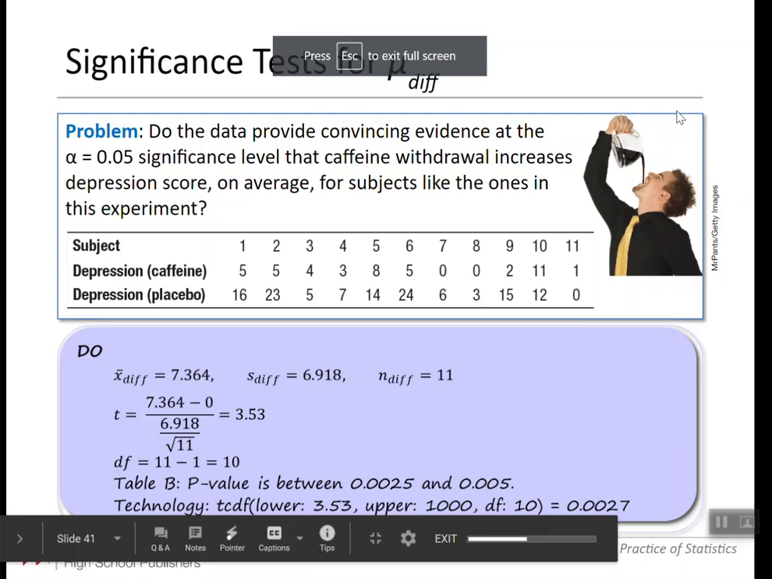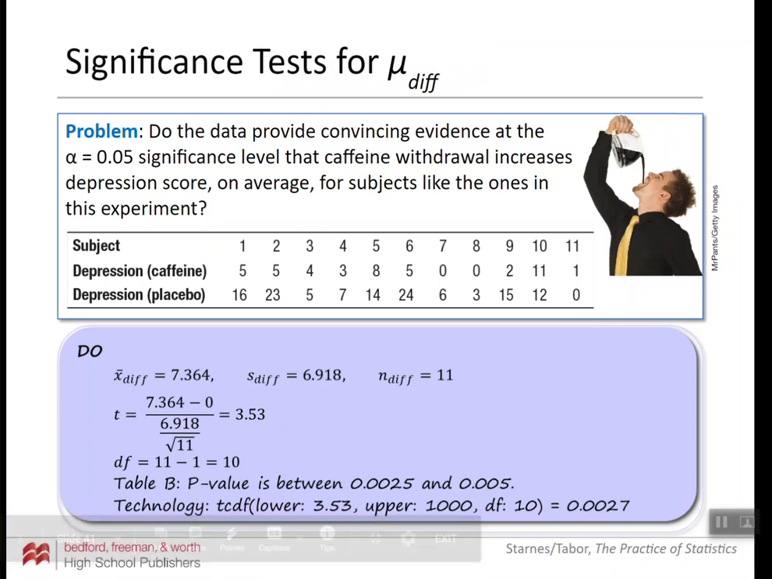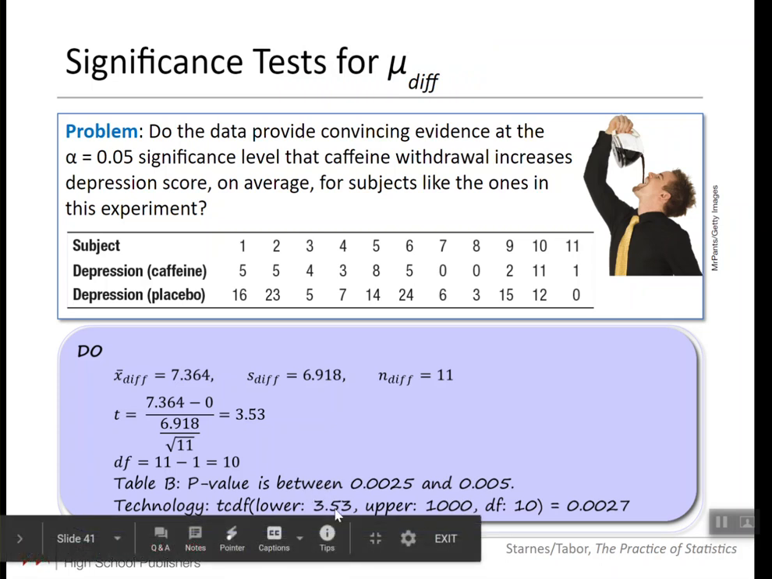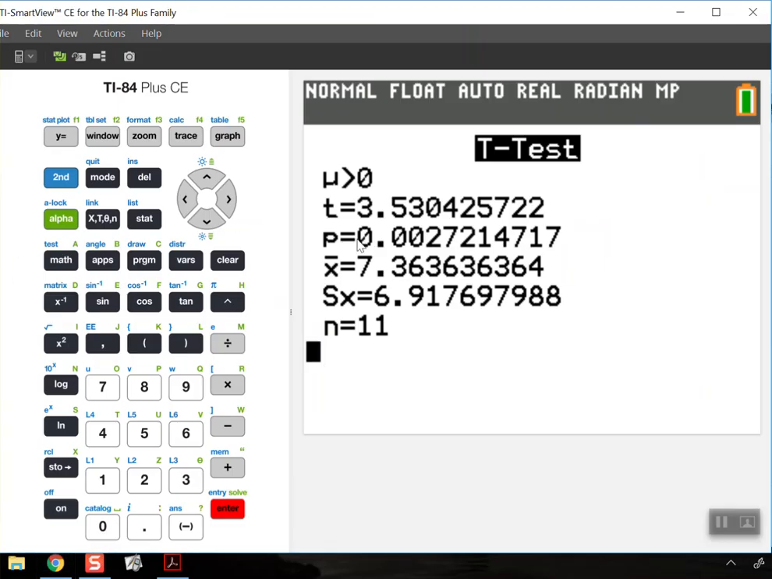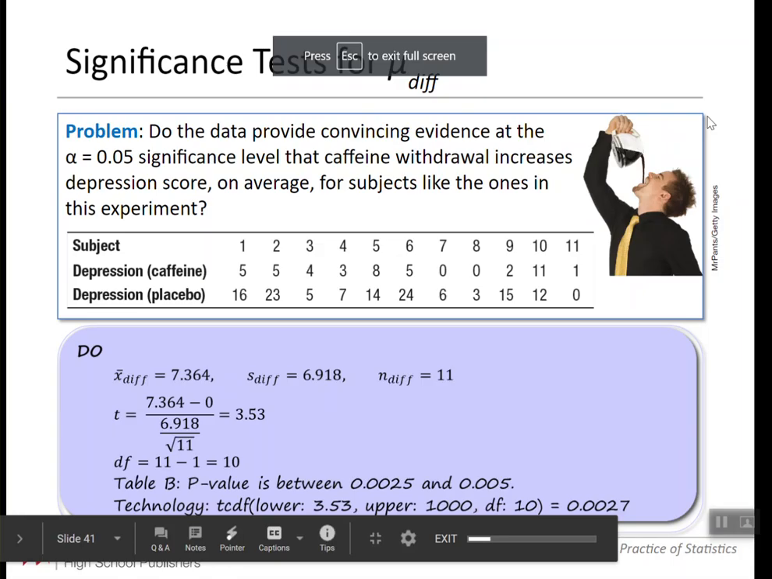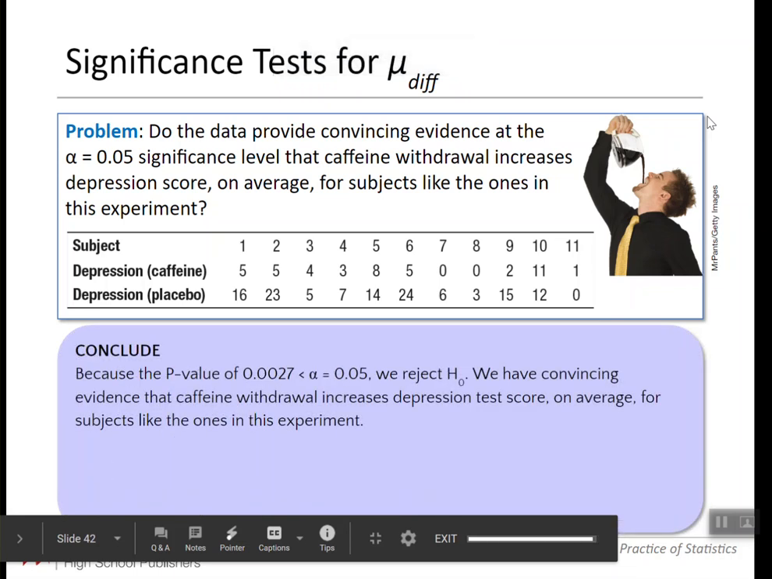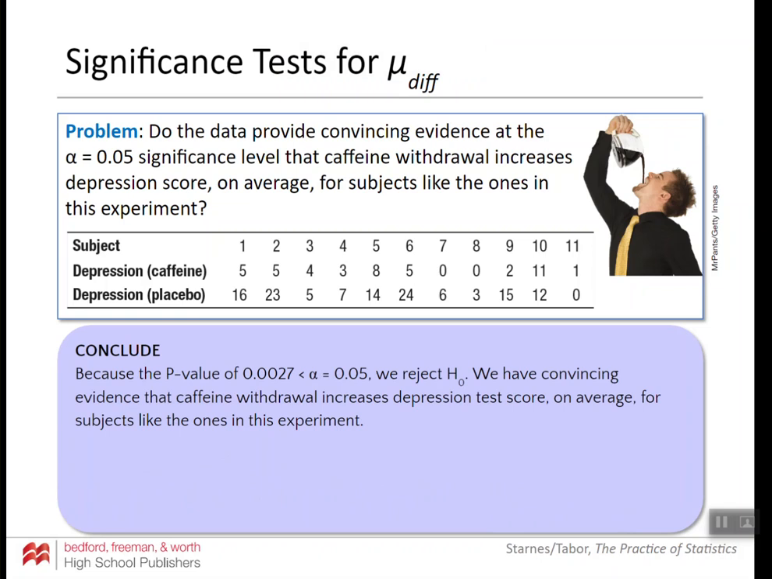Then you can use n minus 1 degrees of freedom, so 10 degrees of freedom, and figure out the p-value either using the table or tcdf. Using tcdf, you get 0.0027, which is what we got as our p-value using the t-test function. For the conclusion, based on the p-value of 0.0027 being less than alpha of 0.05, we reject the null hypothesis. We have convincing evidence that caffeine withdrawal increases depression test score on average for subjects like the one in the experiment.